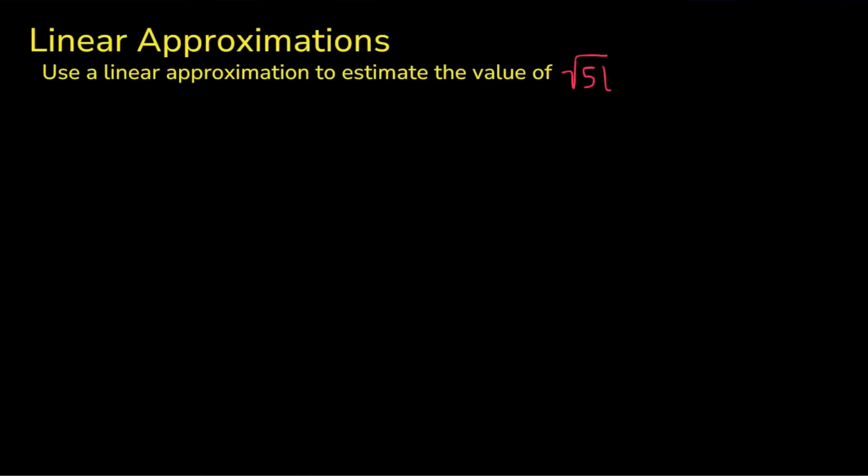Here we want to use a linear approximation to estimate the value of root 51. In order to estimate this, we need a function that makes sense in this situation. Typically, it's going to be whatever's operating on the number. In this case, we're going to use f of x equals the square root of x. And our point of tangency, the c value, we're going to use something that logically makes sense. In this case, we're going to use 49 because we know the square root of 49. It's the closest perfect square to 51.